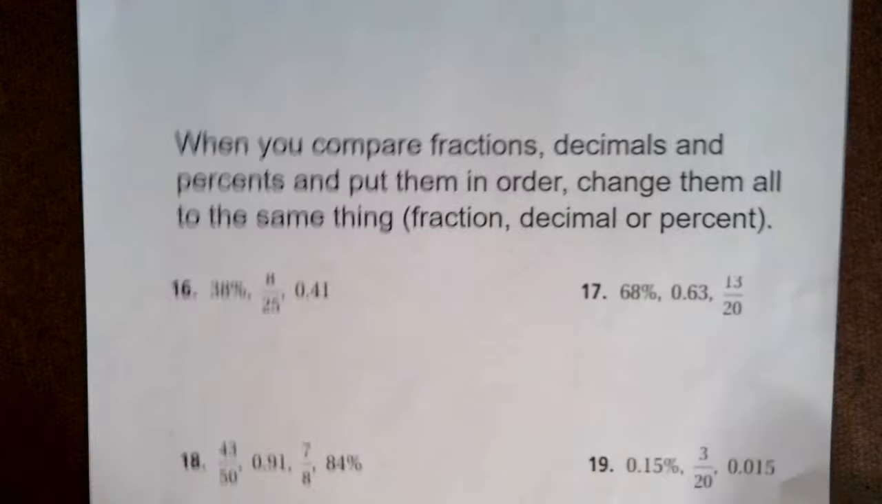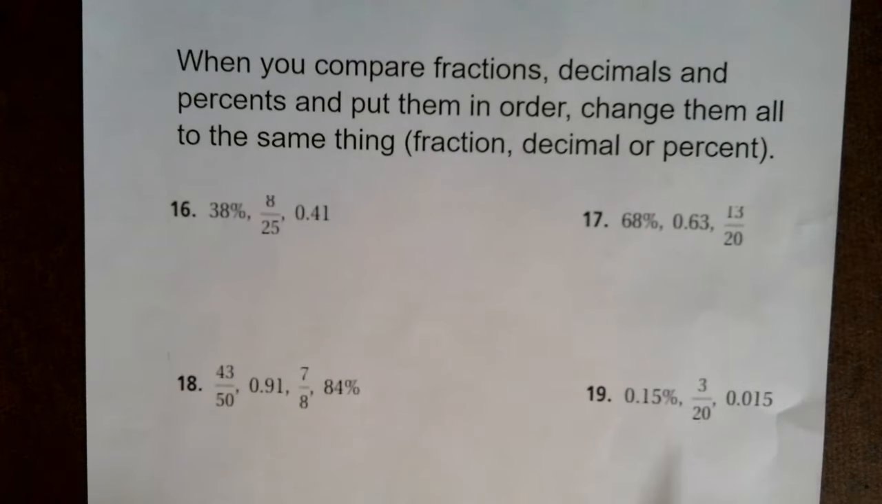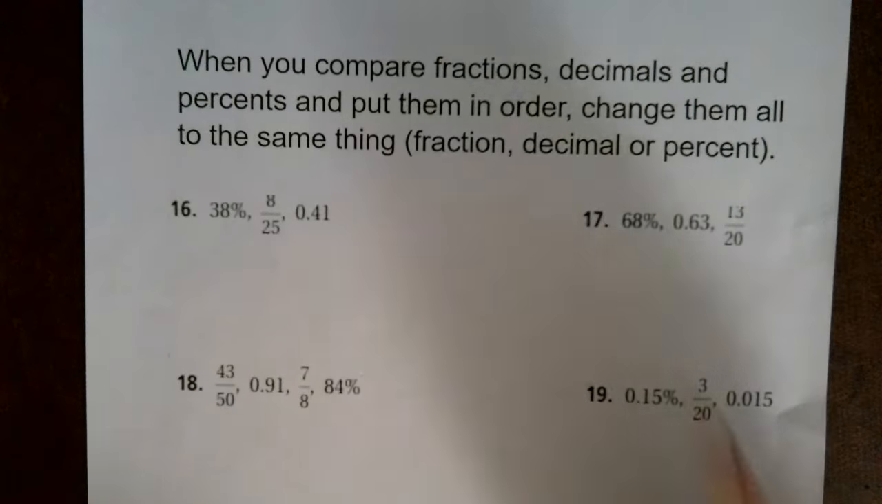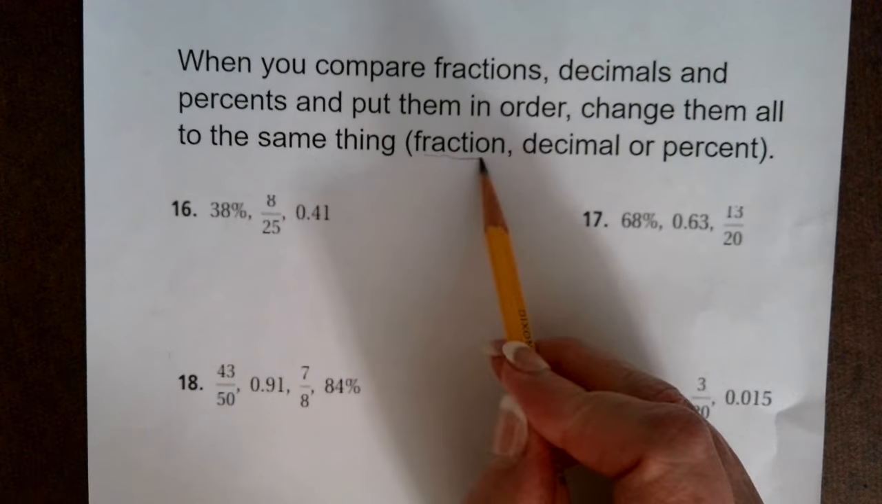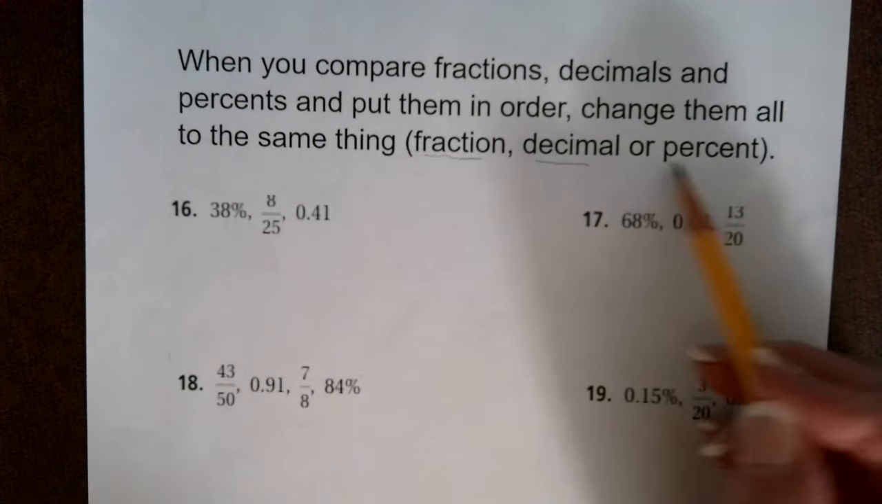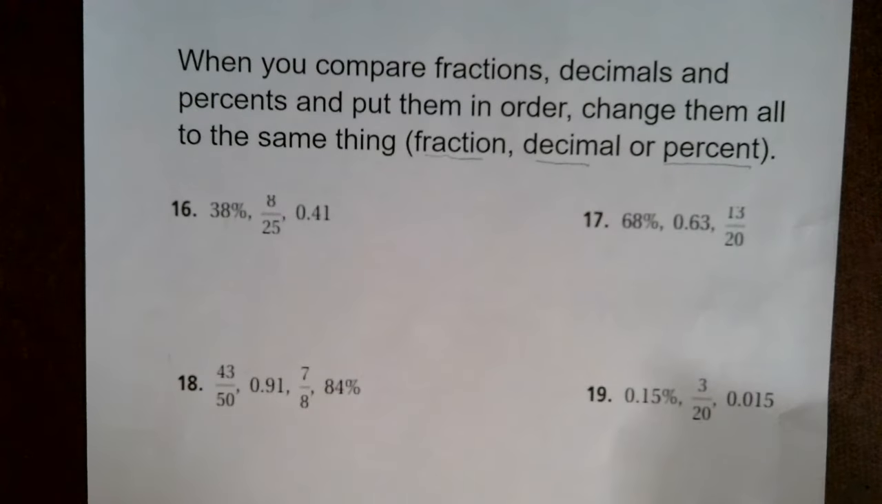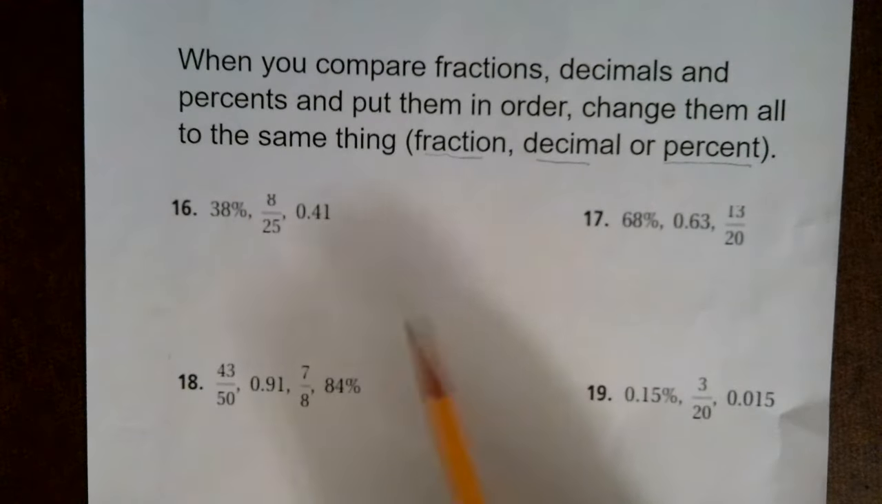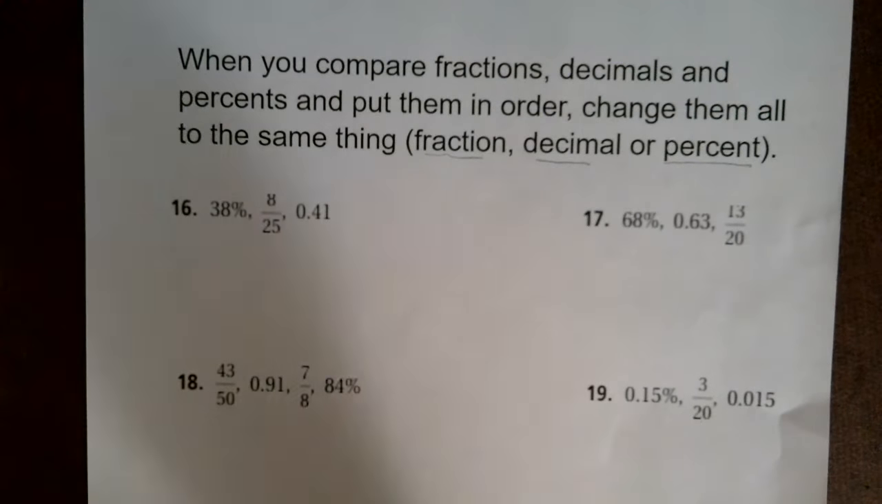What I'm not sure that we got to last year is comparing fractions, decimals, and percents, and then putting them in order. In order to do that, I think the easiest thing is you need to change them all to either fractions, decimals, or percents. You can choose whichever one you would like to change them all to. I kind of think it's easier maybe to change them to decimals. So that's what I want to do.